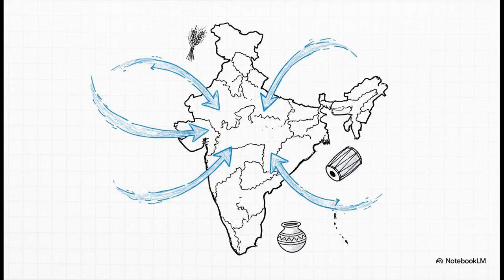Geographically, India has this amazing shared rhythm. Take the monsoon, for example. It's a subcontinent-wide event that connects everyone. It dictates the cycles of farming, which is why you see similar harvest festivals celebrated across the country, just with different names, like Pongal in the south, Baisakhi in the north, and Bihu in the east.